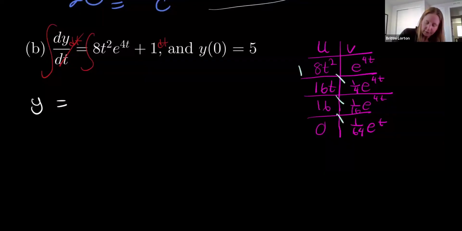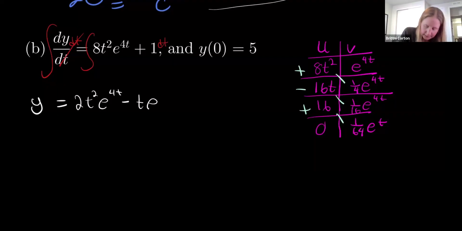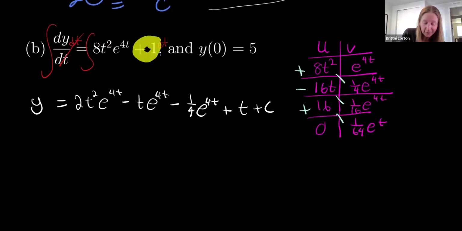Diagonal multiplication, plus minus plus minus. So then I have 2t squared e to the 4t minus 1t e to the 4t minus 1/4 e to the 4t. I simplified along the way. Plus t plus a constant. Pay close attention to that plus 1 out there. Don't forget to do that antiderivative of that guy as well.